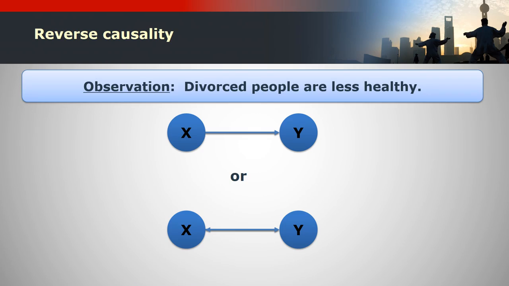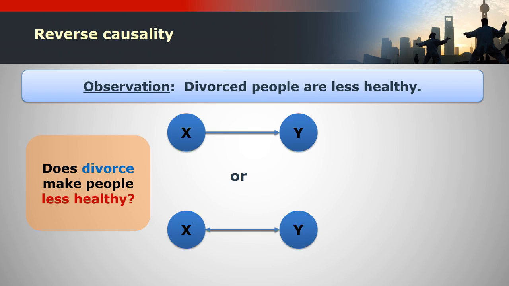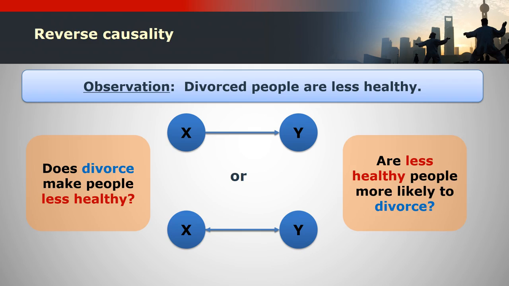Let's think about the situation where we notice that divorced people are less healthy. So if we think of divorce as our X, and then health is Y, we might assume that actually getting divorced makes people less healthy. But then we have to worry that perhaps it's the other way around, that less healthy people are more likely to get divorced. So the question becomes, does divorce make people less healthy? Or are less healthy people more likely to divorce?